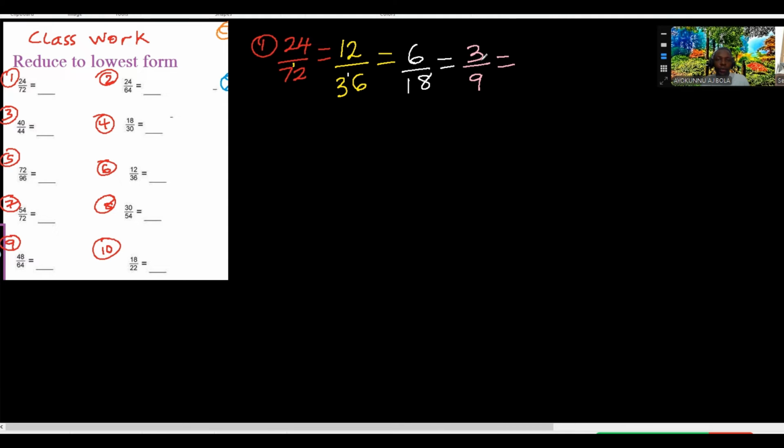Okay. How many 3 is in 3? 1. 3 in 9 is 3. So can anything divide them again? No. Nothing, because nothing will divide 1, okay? Is this clear to you? Kind of. Okay, try to explain it to me if it's clear.